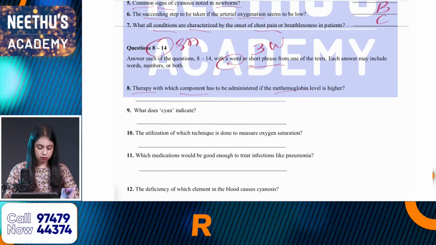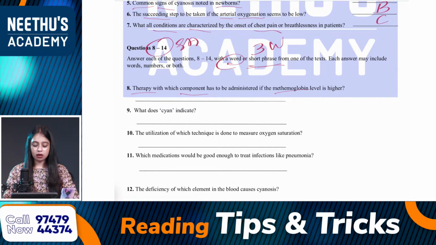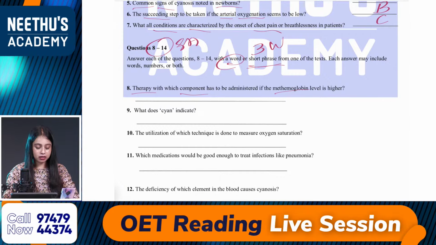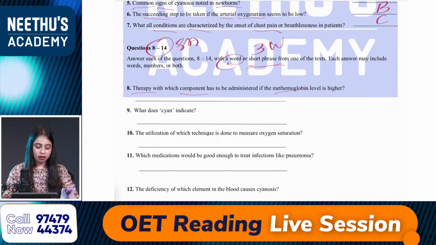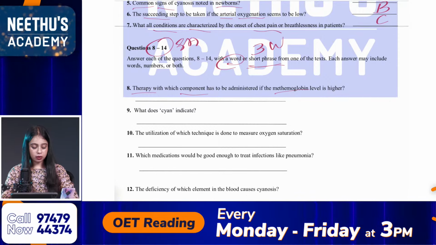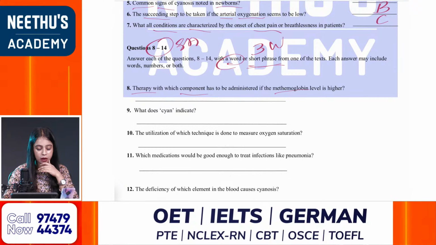Therapy with which component? Sorry, not therapy, with which component? Yes. Okay, Shiny, a lot of correct answers. Good. Okay, Shiny. Yes, Reshma, 7 out of 7. Excellent. Okay, so what about the eighth one? Eighth one is methylene blue.